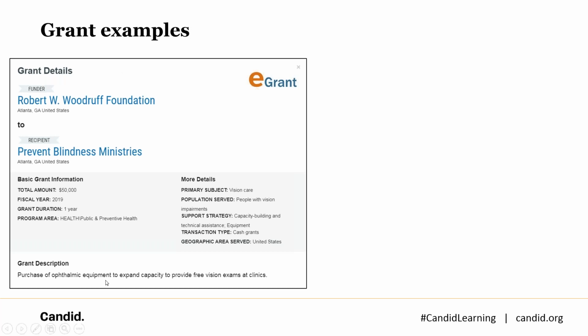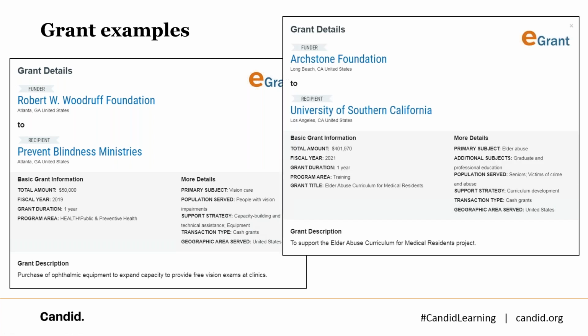So here you have the purchase of ophthalmic equipment to expand capacity to provide free vision exams at clinics. The reference to equipment allows us to apply a support strategy code of equipment; maybe capacity building and technical assistance is stretching it a bit. And free vision exams allow us to code it by subject and population served. And here's another example where references to elder abuse and curriculum and medical residents allow us to assign subject, population, and support. Both of these grants were entirely coded by our auto classifier.